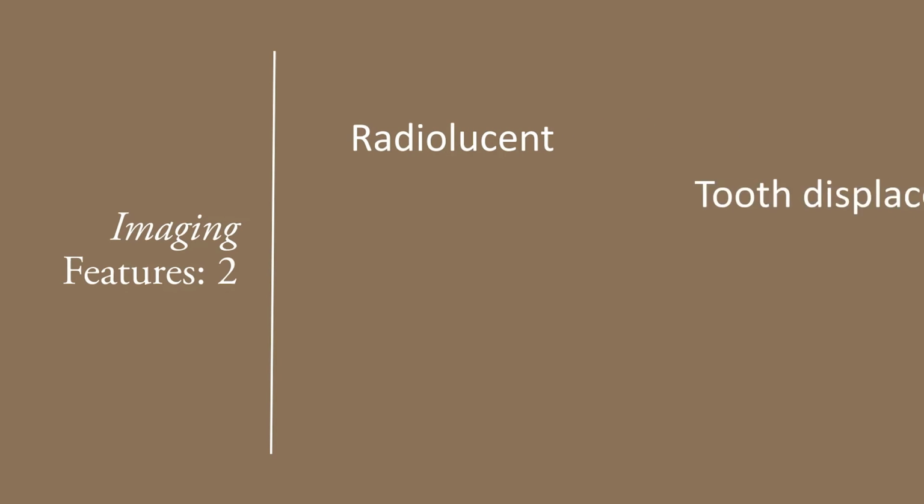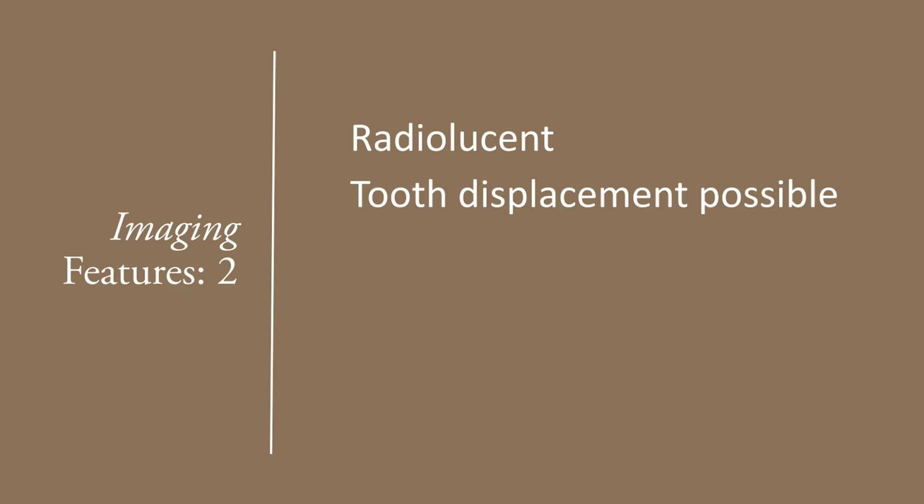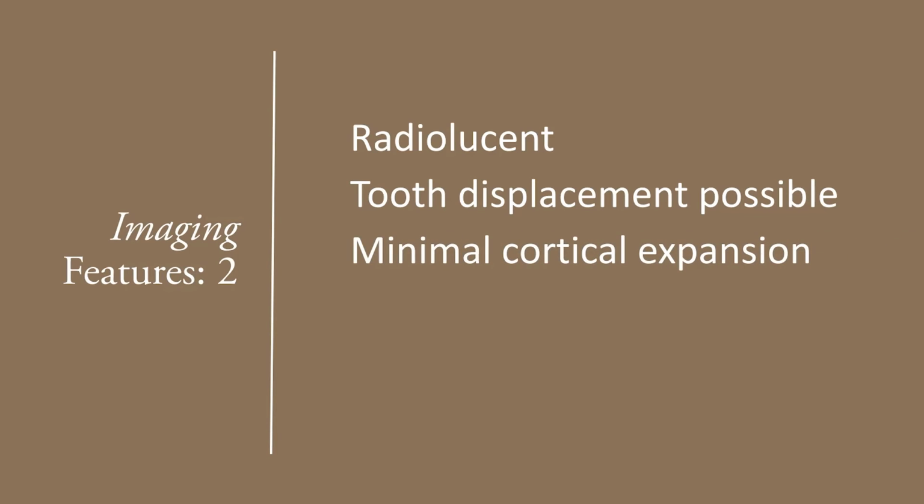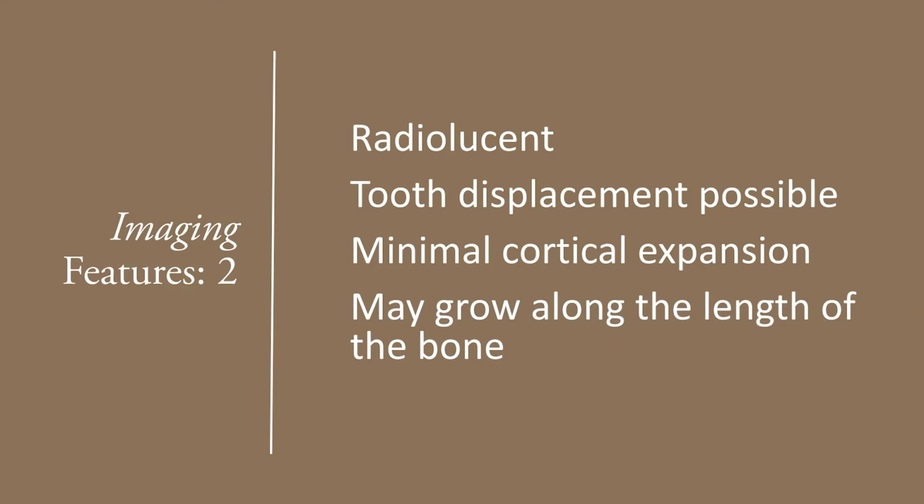Continuing with the radiographic features, a simple bone cyst is uniformly radiolucent. Most of the time, as we saw in these radiographs, the teeth are not displaced. Occasionally, tooth displacement can happen. If you review a simple bone cyst on a CBCT scan or an occlusal radiograph, most of the time there is no cortical expansion. As we have seen in our case and on the panoramic radiograph, this defect may grow along the length of the bone instead of a circular expansion.